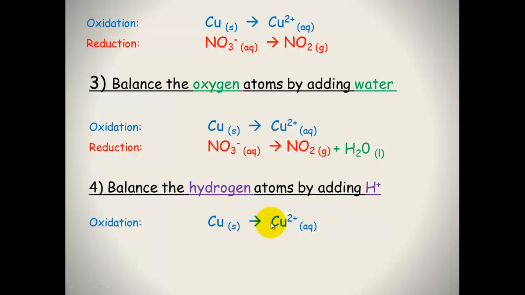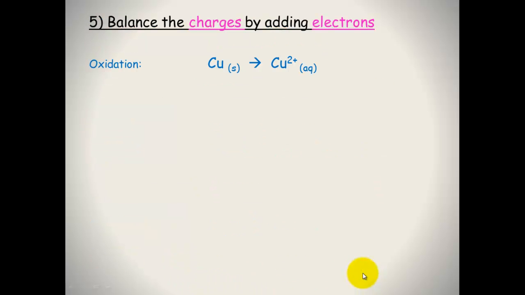Step 4, balance the hydrogen atoms by adding H+. So, here's our copper again. There are no hydrogens, so there's nothing to balance. And this is the reaction that we've now got. Remember, we've just added this water up here to balance out the oxygens. Now we need to balance out the hydrogens. So I've got 2 hydrogens on my right hand side, so I'm going to need to add 2 H+ on my left hand side. 2 hydrogens and 2 hydrogens. So it's balanced.